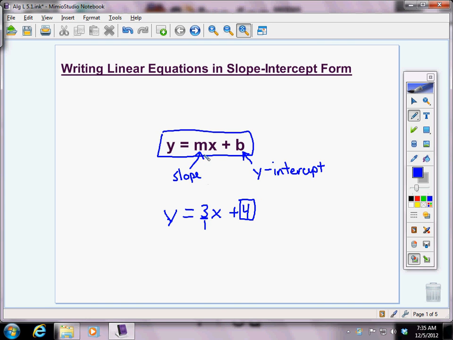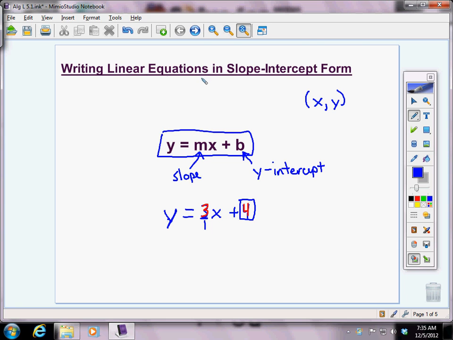So if we want to focus on just writing an equation, we need two things. We need the slope, and we need the y-intercept. Notice our x and y here don't change when we write an equation. That's because these stand for our ordered pairs. So we can put in any input, any x, and figure out what y is going to be.